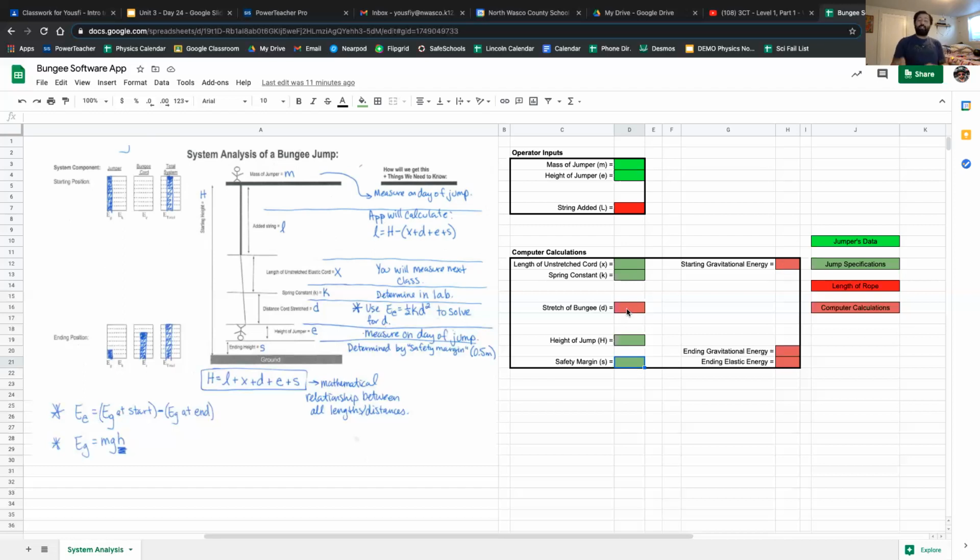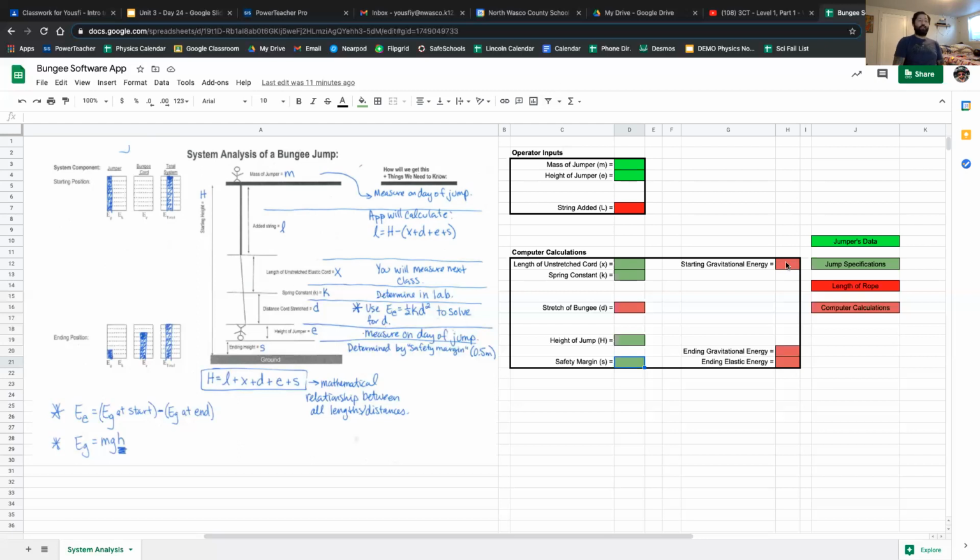The ones that are colored in a faded red color are calculations that the computer is going to make so that we can finally make the final calculation for the length of rope. For example, we don't want the operator to see, let's calculate the stretch of the bungee. These are calculations hidden behind the scenes, because all the operator cares about is mass, height, and length of rope.